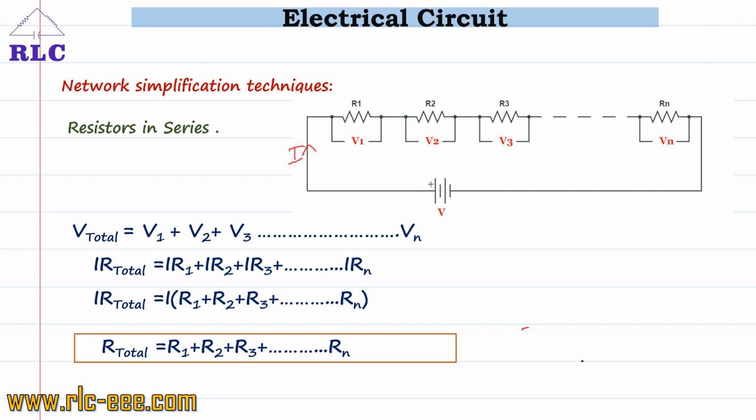So how will the circuit look? Simplify the circuit. You get the power supply as it is, and instead of several resistors, you can write one single resistor, R total, that is R1 plus R2 and so on. The value R total is the sum of all the resistances, and the current remains the same in the series circuit.